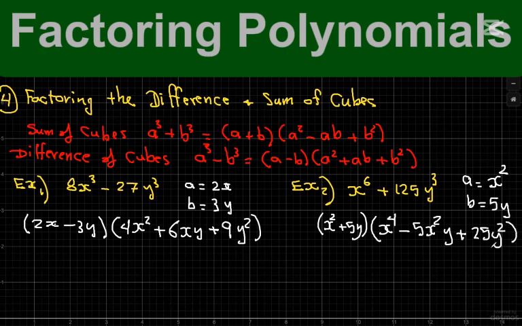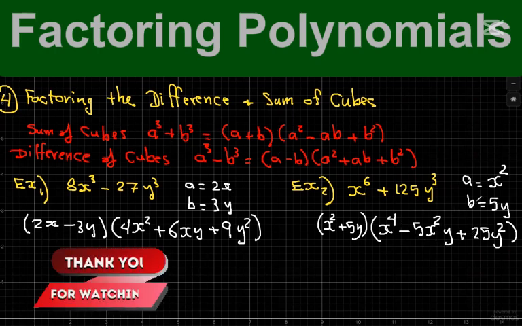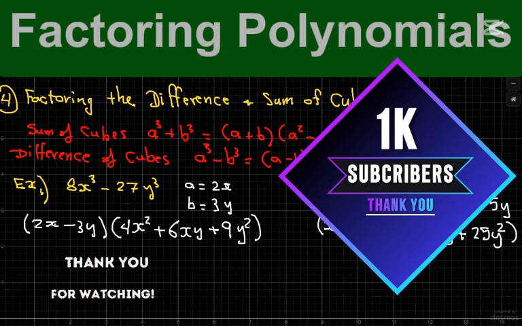So just a mistake that was made there. If it's the difference of cubes, make sure your signs are negative plus plus, and if it's the sum of cubes, then your signs should be plus negative plus here. Okay, and then you just figure out your a and b, and it becomes easy after that.